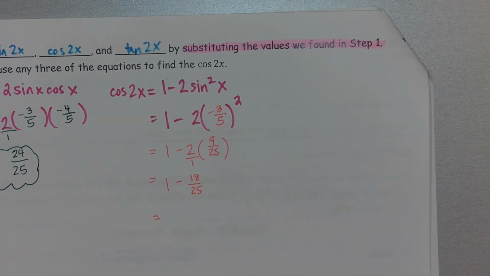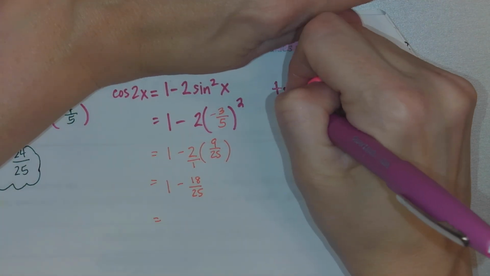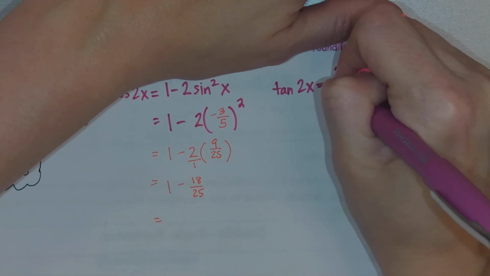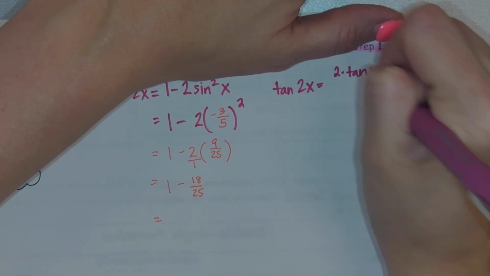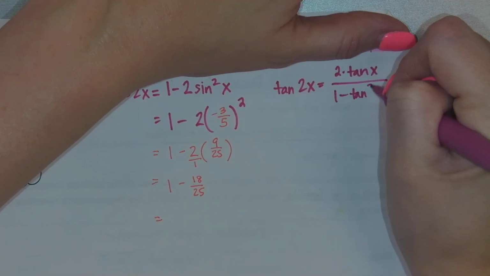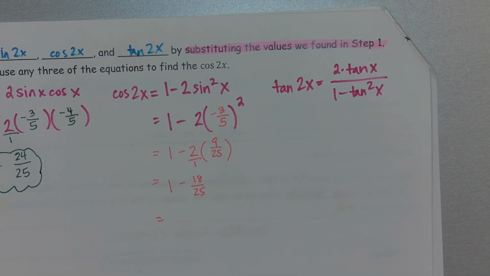I want you to finish that one, and then I want you to use this one for the tangent. And then we're going to use the other one next time, okay? Okay, so I want you to finish the double angle for cosine, and then I want you to do the tangent one.